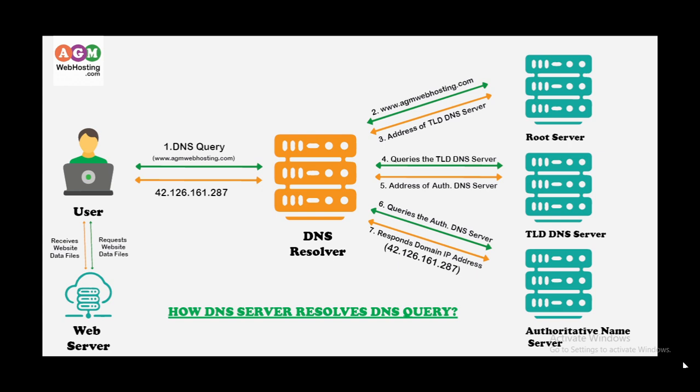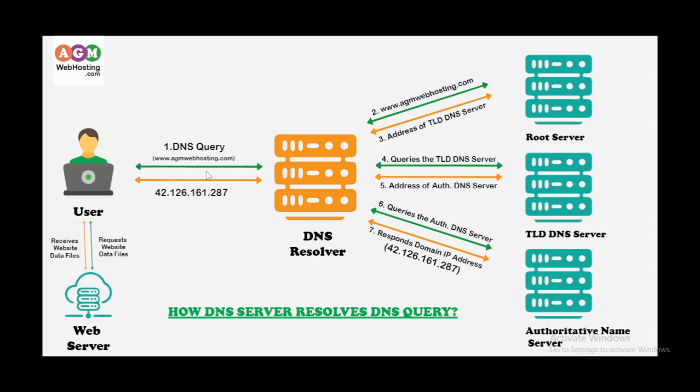In short, DNS. Unlike humans who communicate with names, computers don't understand website names like google.com, youtube.com, and agmwebhosting.com. Instead, they communicate using four sets of numbers called IP addresses, such as 42.126.161.287. Now imagine trying to remember all those numbers. It would be impossible to remember all of them. So that's why we have DNS. It translates those easy to remember website names, agmwebhosting.com, into those complex IP addresses, as you can see here, right?